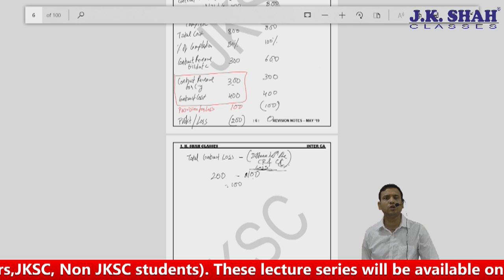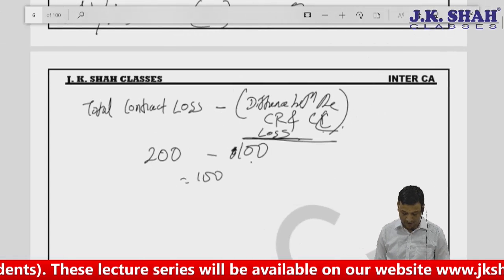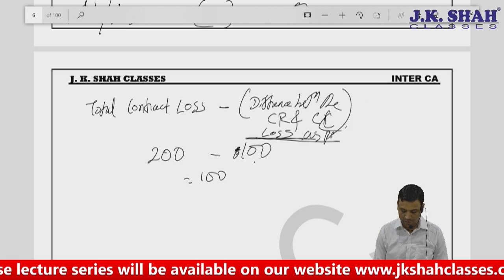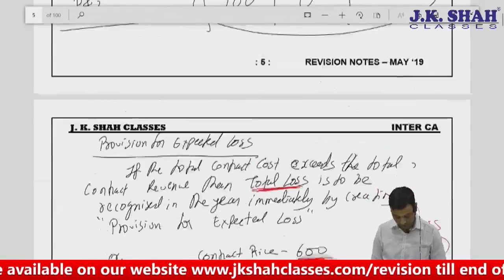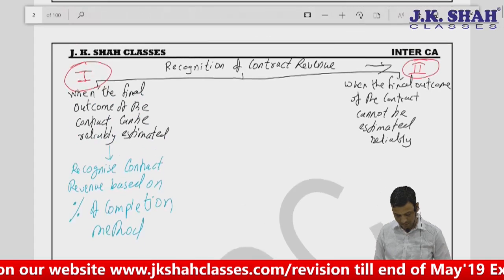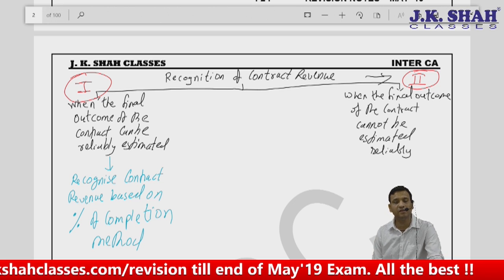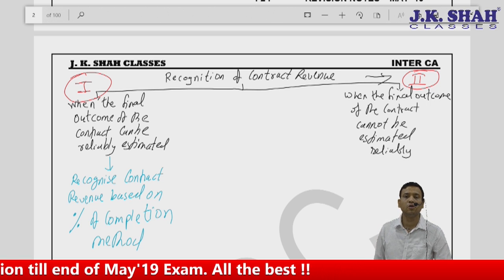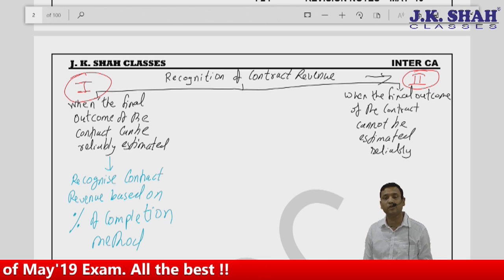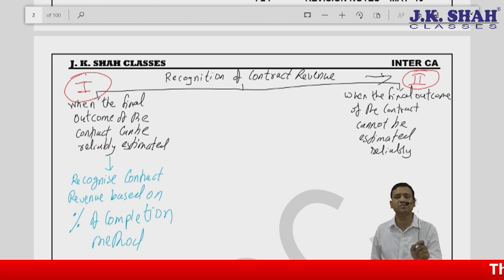So how to find out provision? It is nothing but total contract loss less loss recognized as per percentage of completion. Now what were we discussing? Recognition of contract revenue. The first part was when the final outcome of the contract can be reliably estimated. We learned that it has to be based on the percentage of completion method. How to find out percentage of completion? We had 3 ways. The most important way was the cost to total cost method. And in that we also learned to create provision for expected loss. How? Total contract loss, if you complete the whole contract, what will be the loss, minus loss recognized as per percentage of completion.